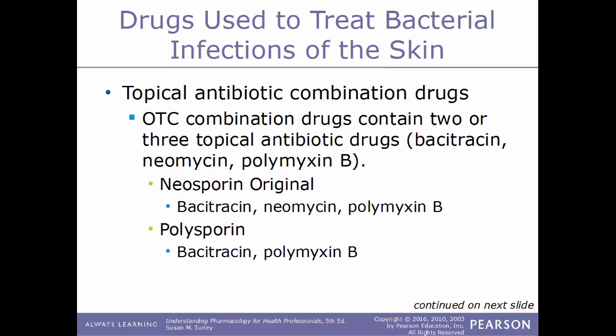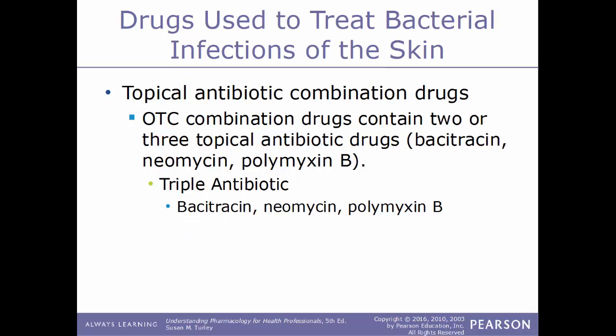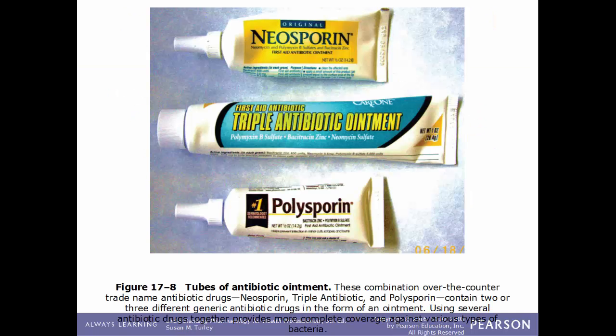Some examples of this kind of combination drug would include Neosporin Original, which is a combination of bacitracin, neomycin, and polymyxin B, and then Polysporin, which is a combination of bacitracin and polymyxin B, and also triple antibiotic, which is a combination of bacitracin, neomycin, and polymyxin B. In this image, we have an example of all three of those last drugs that were just mentioned. Of course, Neosporin here on top, triple antibiotic here, and then Polysporin.